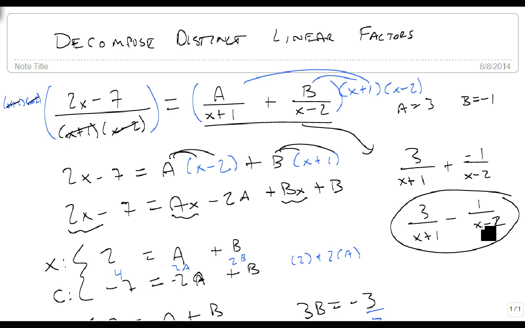And we have successfully solved that problem. Now I want to look at another one because sometimes they're not quite that easy. Suppose we have (3x² + 4x + 3) over (x³ − x). And the very first thing that we want to do is take our denominator and factor it. Leave the numerator alone.